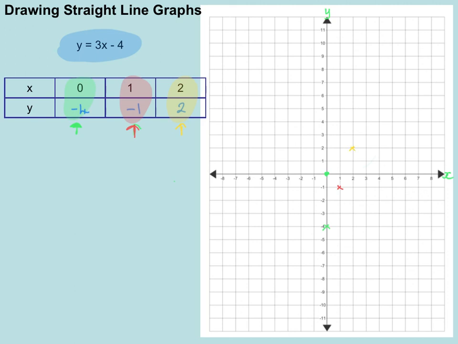Now again, hopefully those 3 will come together on a line. So let's have a check. If I get my ruler out, I can draw a line that goes through all 3 of those points. Okay, so all I'm left to do now is to label up my line, y equals 3x take away 4. Done.